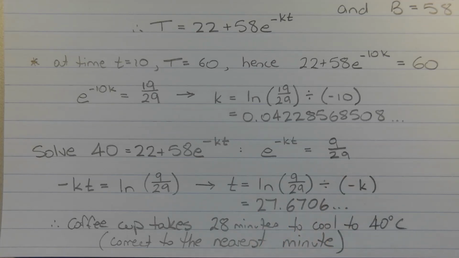Taking the natural logarithm of both sides, we get negative kt is equal to ln of 9 over 29. And then making t the subject, we get t is equal to ln of 9 over 29 divided by negative k. And we have the value of negative k, which we worked out here. And that equals 27.6706 and so on. Therefore, the coffee takes 28 minutes to cool to 40 degrees Celsius, correct to the nearest minute.